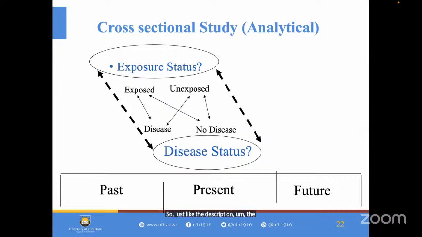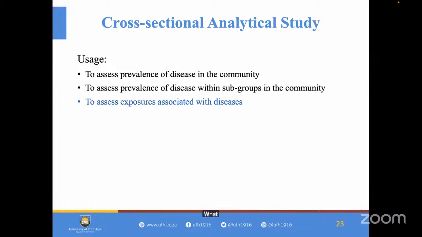So just like the descriptive part of cross-sectional study, everything is happening at the same time, all in the present. What do we use cross-sectional analytical study for? We use it to assess the prevalence of disease, which is why I say that we cannot use descriptive cross-sectional study and leave out the analytical part of it. At the same time, we cannot use the analytical part of cross-sectional study and leave out the descriptive part of it. So they work hand in hand.